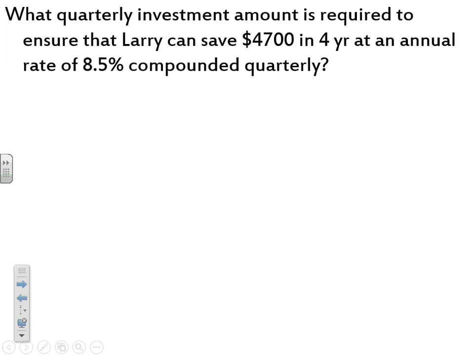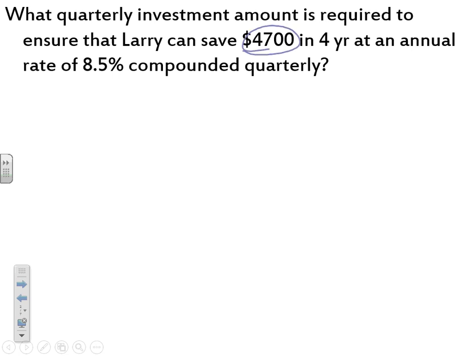So what quarterly investment amount is required to ensure that Larry can save $4,700 in 4 years at an annual rate of 8.5% interest compounded quarterly? Okay, well maybe Larry's a college student and at the end of his college career he wants to be able to buy a new car, and that's the money he's going to be saving for a down payment or something. So how much is he going to have to save? Or how much is he going to have to invest each month?